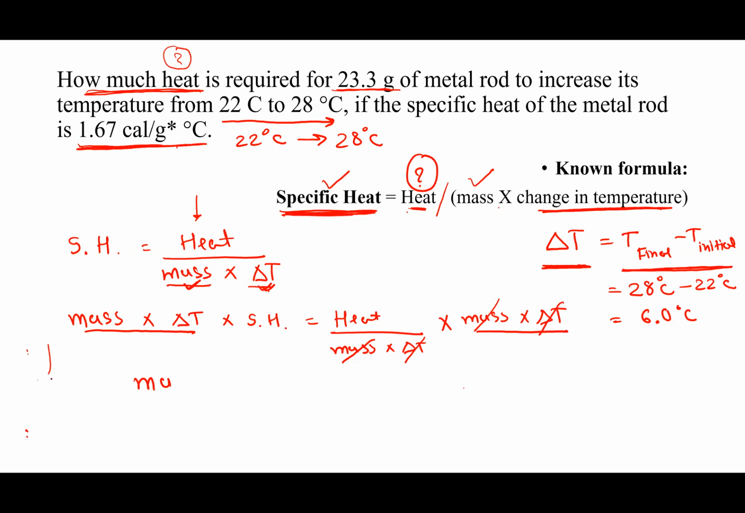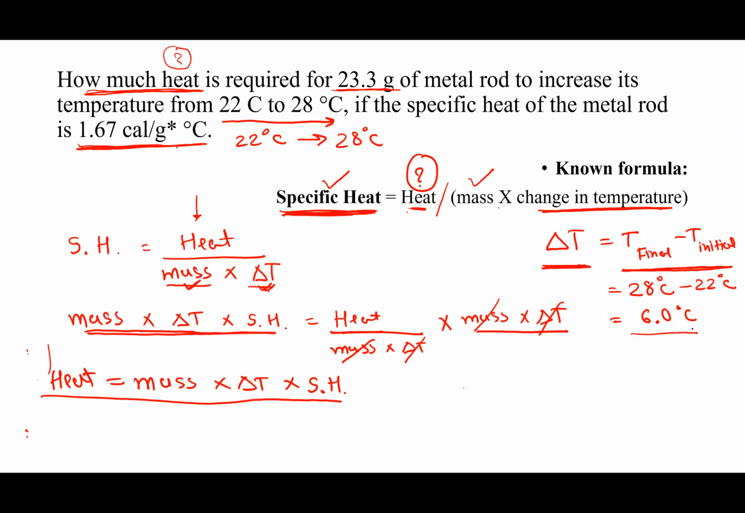Okay, I'm just going to put the heat on this side. Heat equals mass times delta T times specific heat, right? When you multiply these three quantities, you get the heat, and that's how I write this. So now this formula is really simple, right? All you have to do is plug in the numbers that you have in the question, as well as what you found out, and do the math.